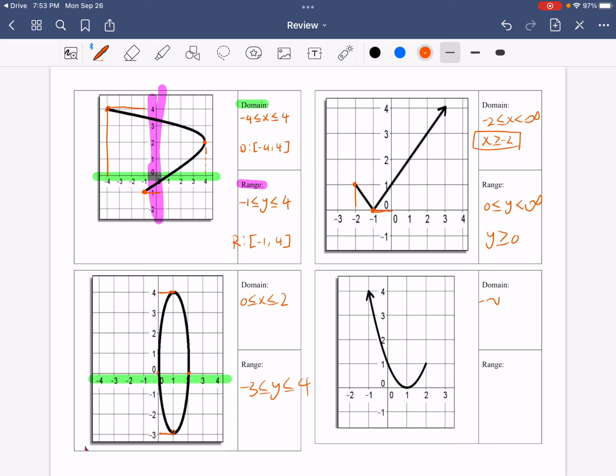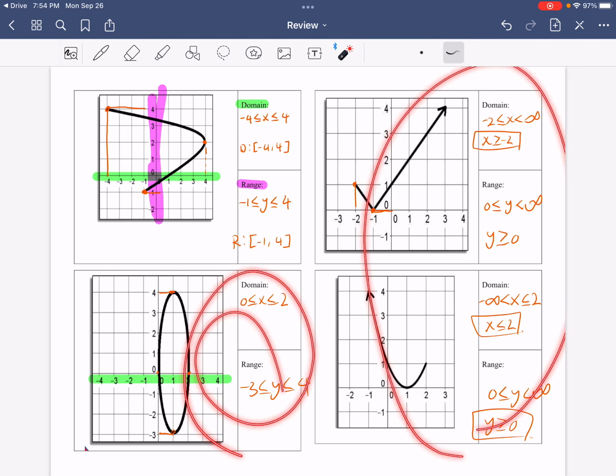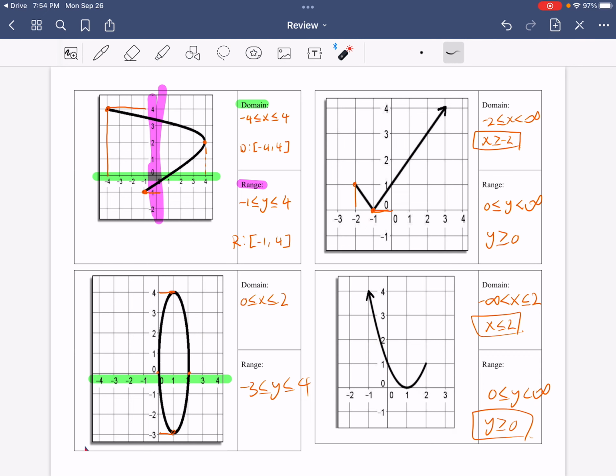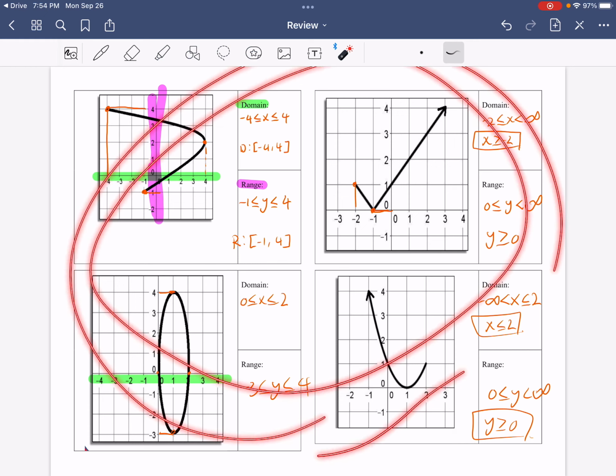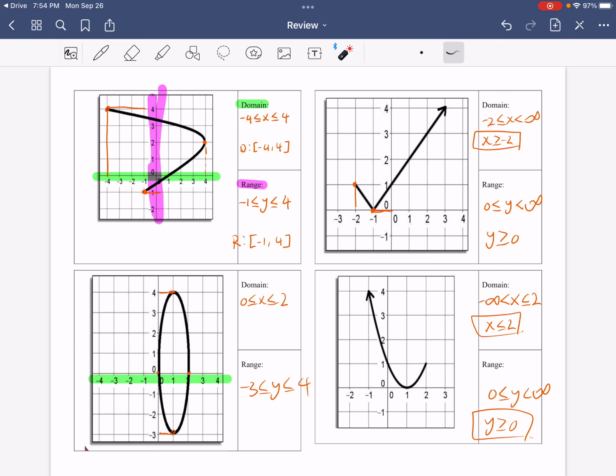Domain, negative infinity, which is x is less than or equal to 2. And range is what? It's literally the same thing, 0. So y is greater than or equal to 0. Yep, that's about it. Here I did not go over the interval notation, but you should be able to get this down. It's about the domain and range, which you will see very, very often from now on. So keep that in mind.